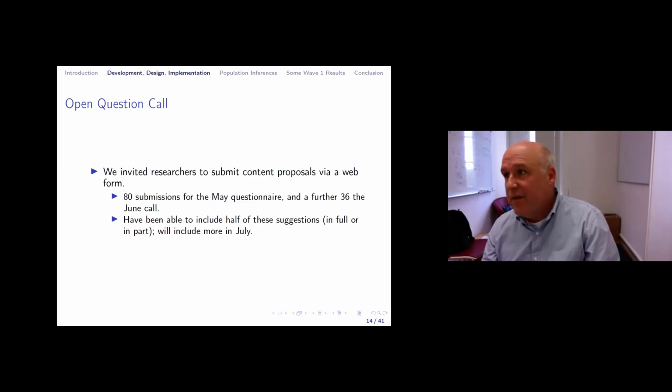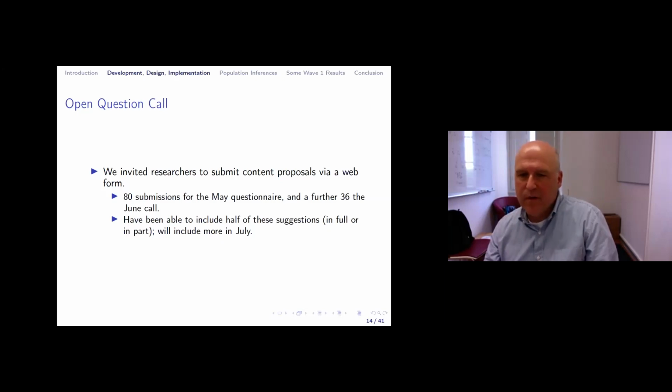One of the things that we've done along the way, which I think is an innovation, is we've had an open question call. So we opened it up to researchers and policy analysts and said, if there's content you think we should run, we provided a mechanism by which they could submit some suggestions through a web form. For the May questionnaire, we had 80 submissions. We had a further 36 submissions for the June call. And so far, including what's going into the field in June, we've been able to include about half of the suggestions that we received in full or in part.